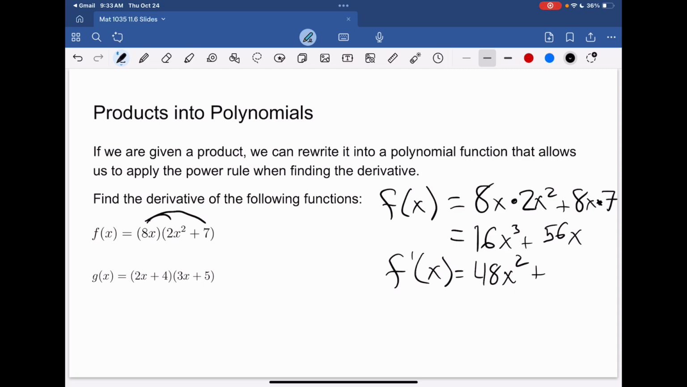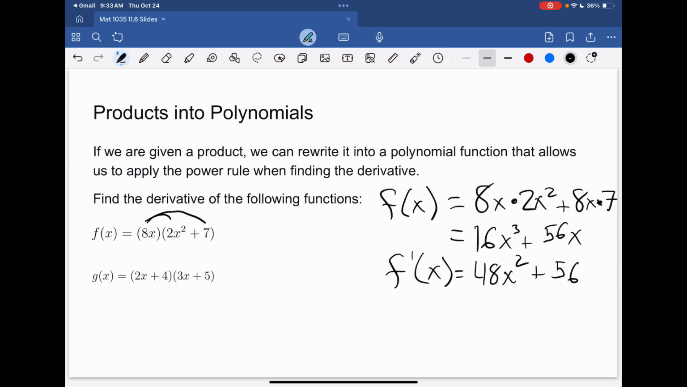The second term, the derivative of x is just 1, but it would end up being 1 times 56. So the derivative of anything that has just a plain x is just that coefficient. So for this one, it would be 56. And so that is the derivative of that product that we originally had. We did not have to employ any new rules. All we did was some algebra and then take the derivative of the polynomial.